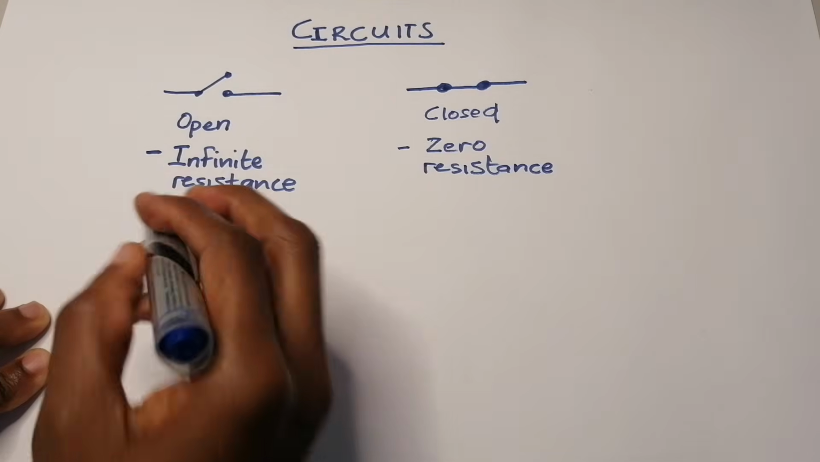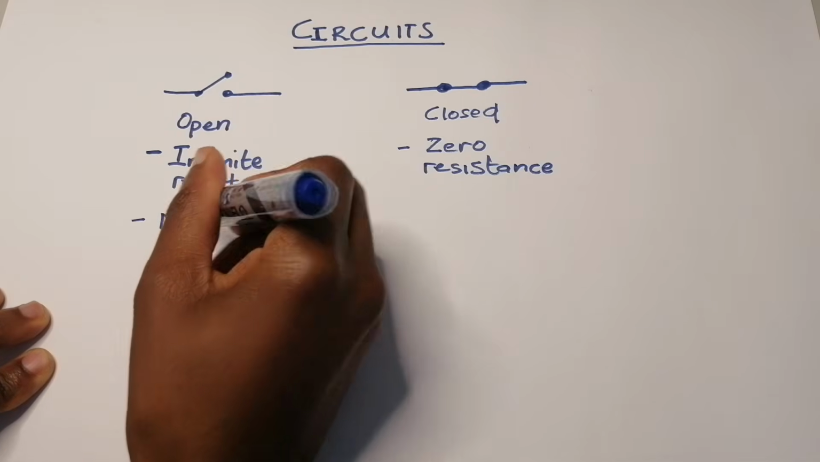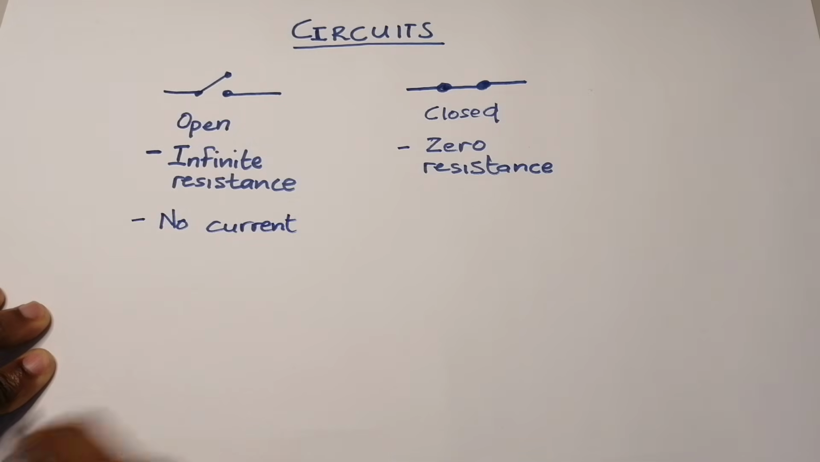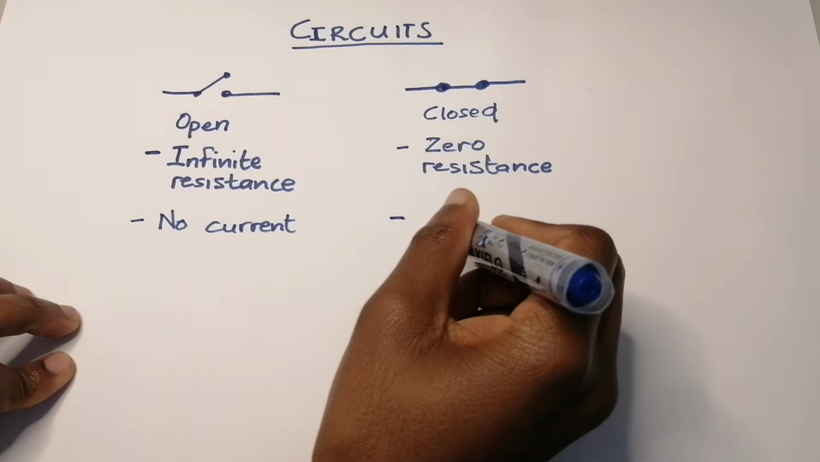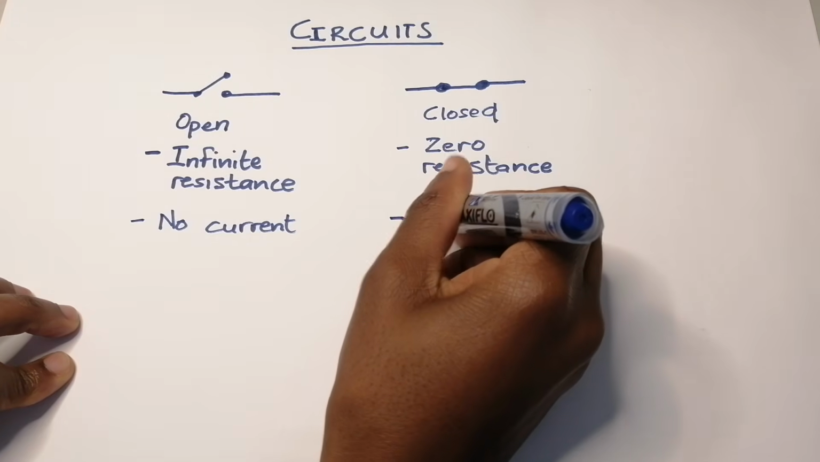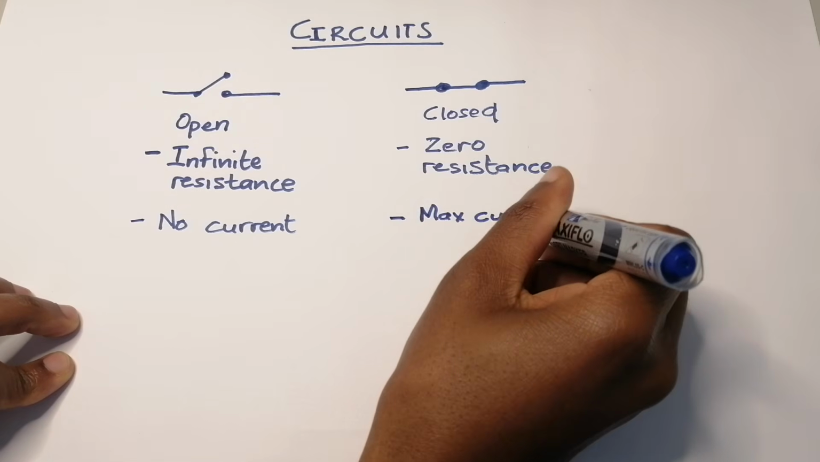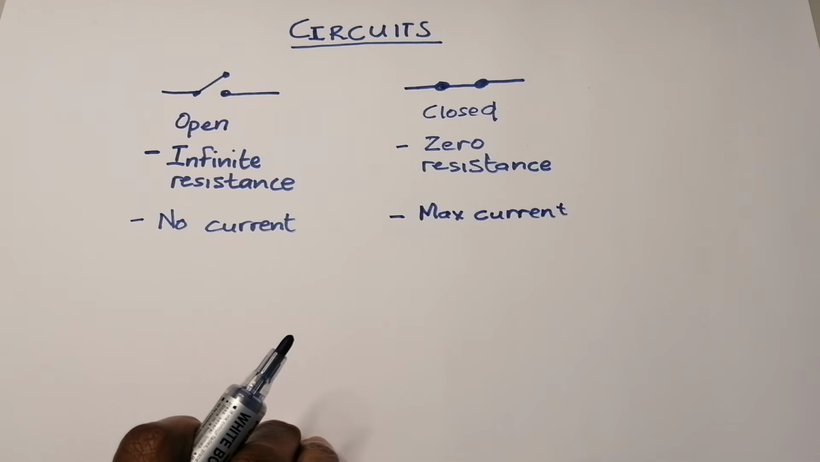So we said in an open switch, infinite resistance. So in this case, no current flows. And I want us to look at an application just now. So no current flows here, and in this one, we've got a closed switch, so we know that it will allow a maximum amount of current. So maximum current flows there. Now keep this in mind, ladies and gents.